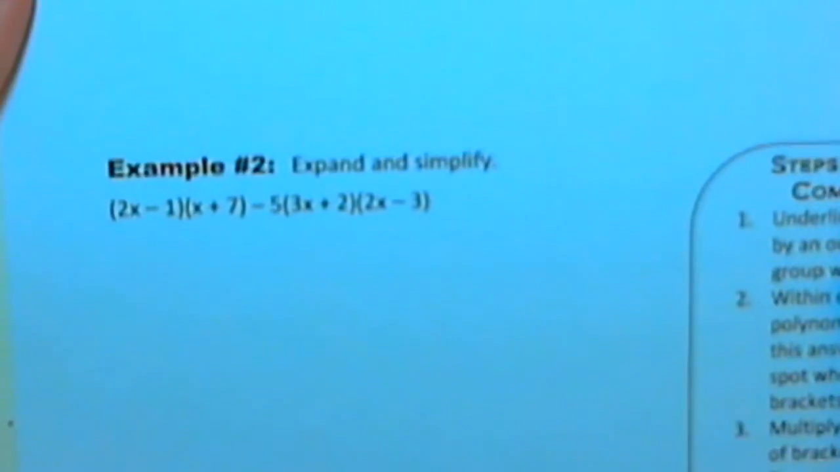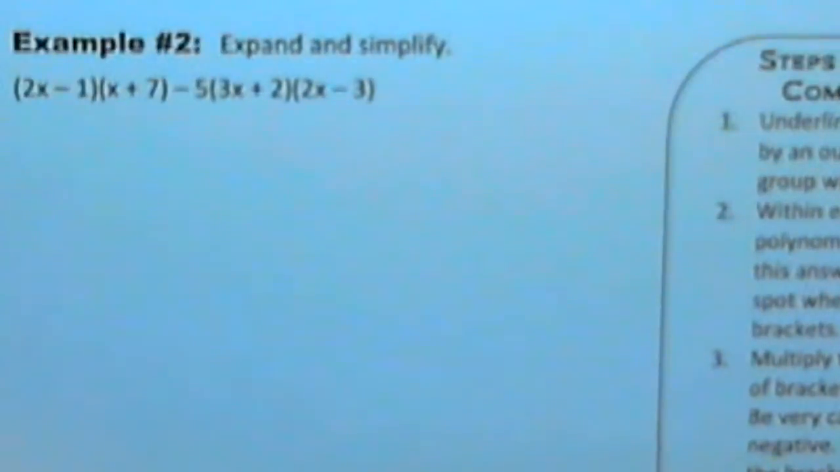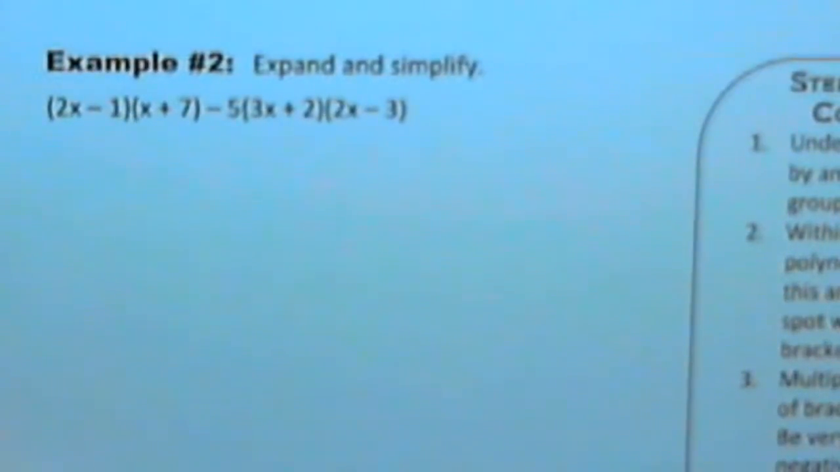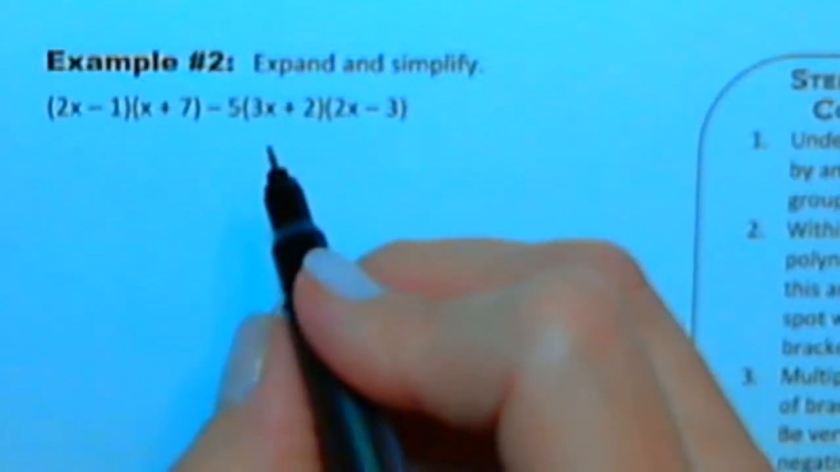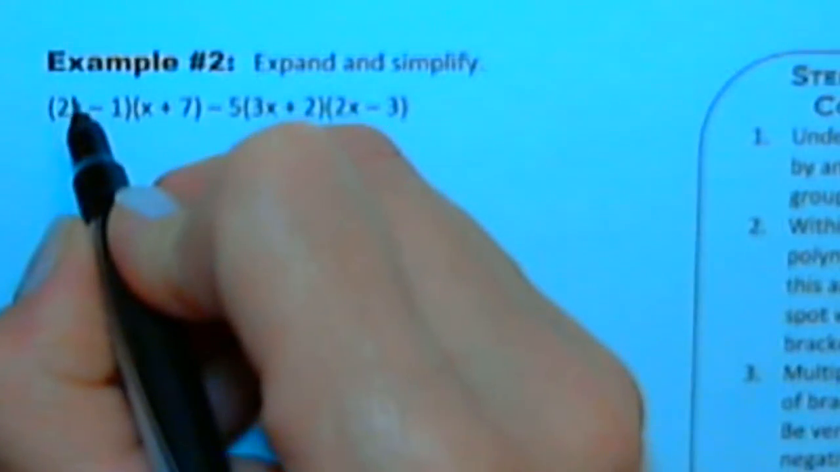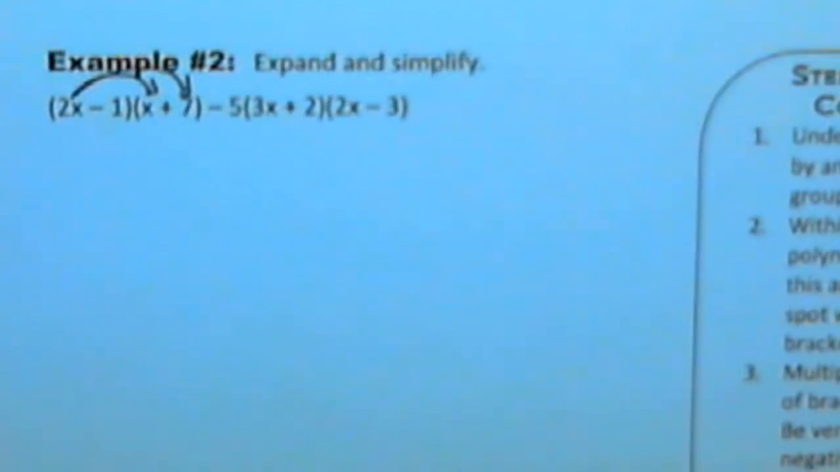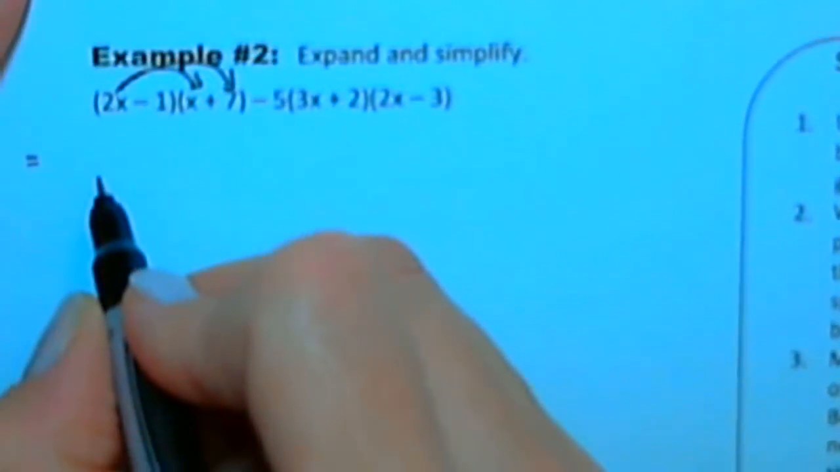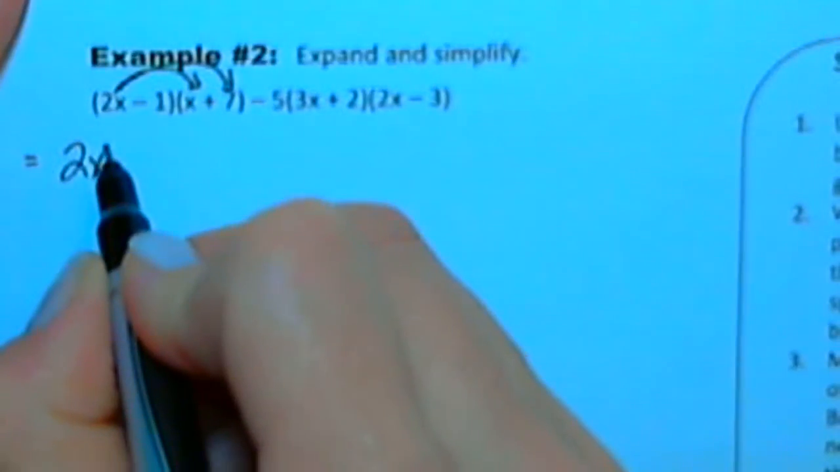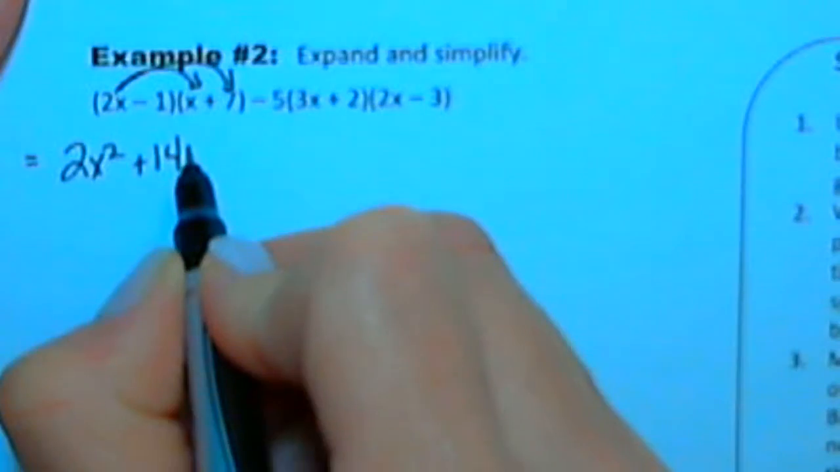So example number 2, expand and simplify. So this one has a little more work because you have a couple places where you have to use this distributive property. The first part, we need to distribute this 2x to both of those terms. So 2x times x is 2x squared. 2x times plus 7 is plus 14x.